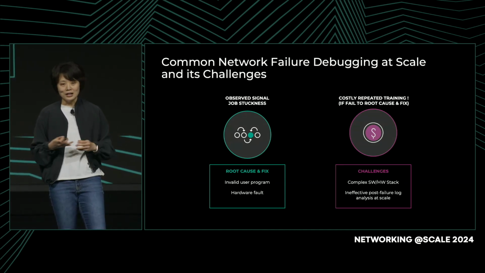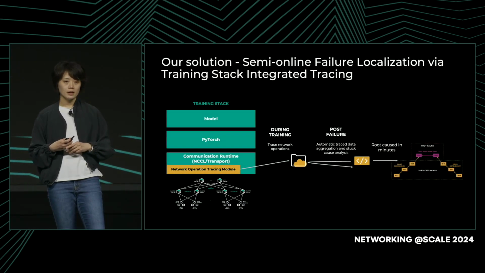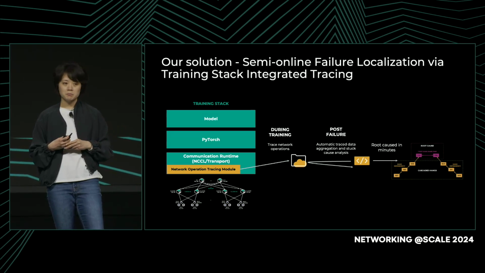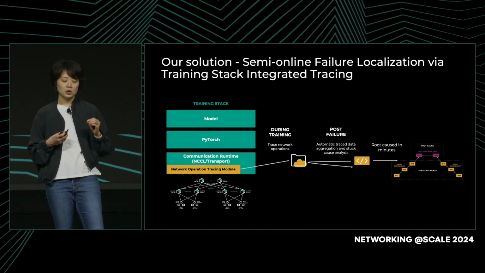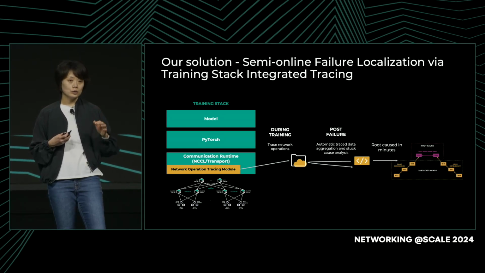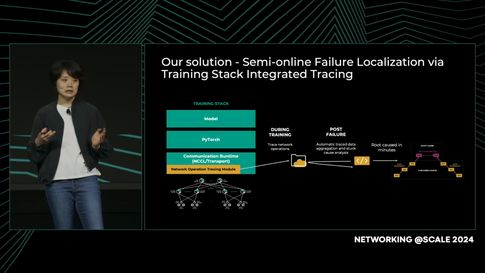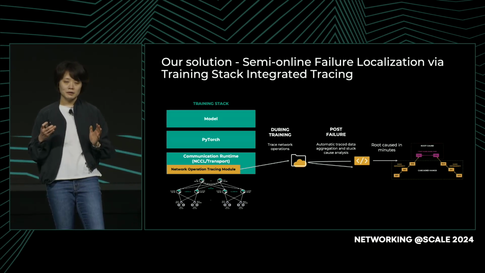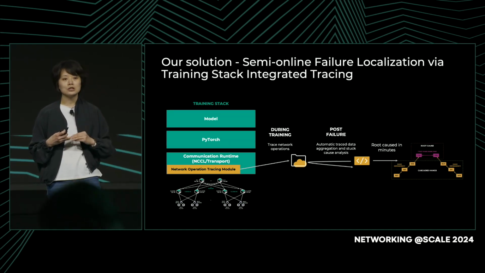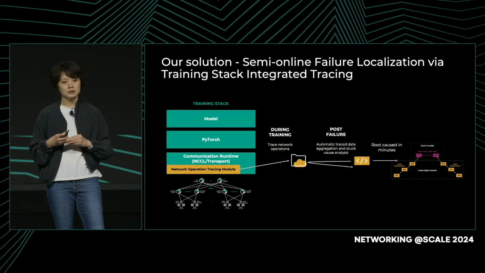So all of those challenges and the potential cost motivated us to revisit our failure debugging routine and improve it. Similar to the improvement we made in performance observability, we also built a semi-online failure localization system. This mostly involves a tightly integrated instrumentation module in our training stack. We host it in the NCCLX communication library. Here we can track the collective communication that happens on every rank and the correlation between the model level, let's say training iteration, and also the underlying individual network operation.